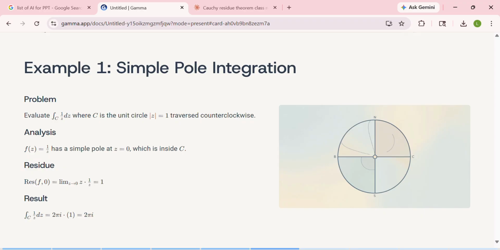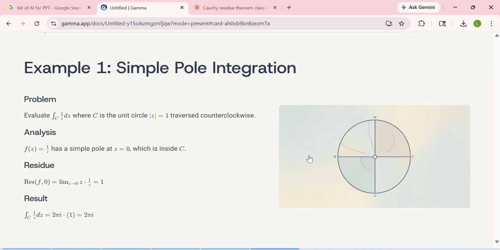So take this example. We need to evaluate integration over C of 1 by z dz. The curve given here is mod z equal to 1, center at the origin, radius 1. Put the denominator equal to 0, you will get the singular point. The singular point is z equal to 0. Z equal to 0 is repeated only one time, so it is a simple pole of the function f of z equal to 1 by z. So this z equal to 0 lies entirely inside the curve mod z equal to 1.